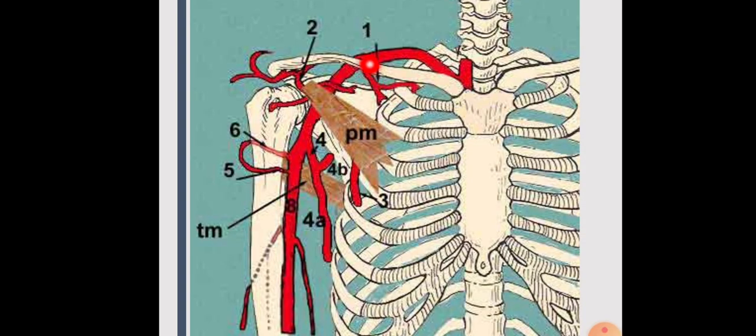The first part gives rise to the superior or highest thoracic artery, which supplies the thoracic wall. The second part gives two branches, which are the lateral thoracic artery, to supply the thoracic wall, and the thoracoacromial artery, which supplies the area of the shoulder joint. The third part gives three branches, which are the anterior circumflex humeral artery, posterior circumflex humeral artery, and subscapular artery.